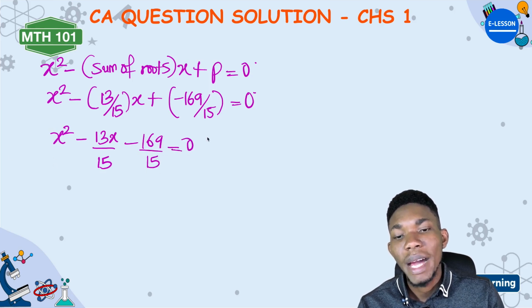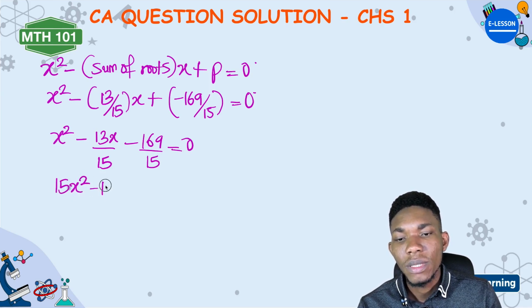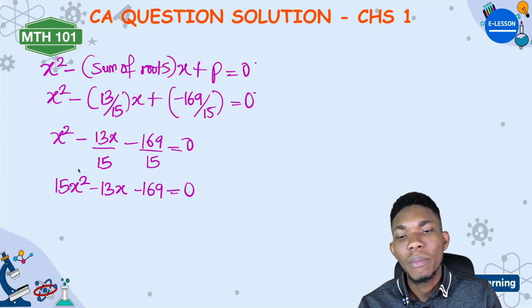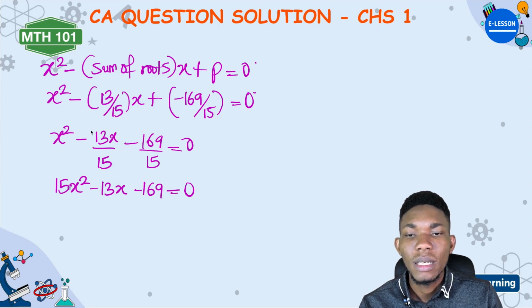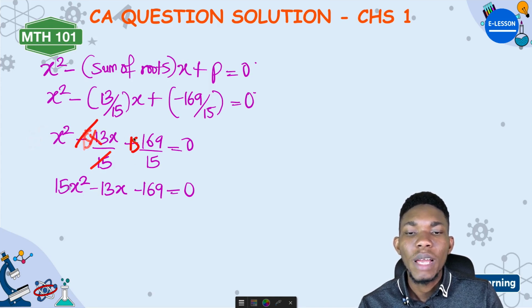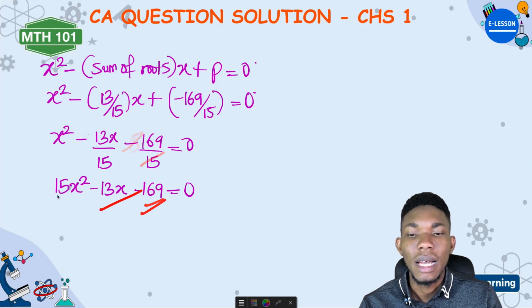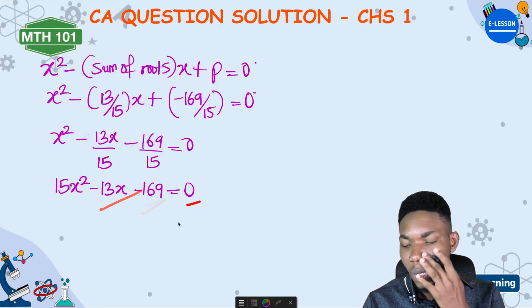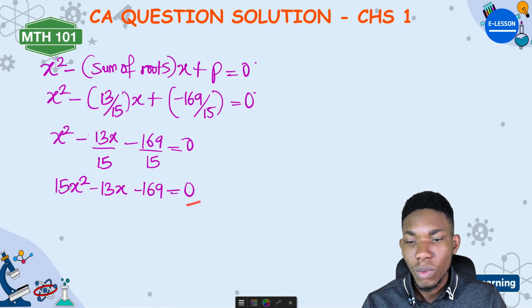You can multiply through by 15. If you multiply through by 15, this is going to give us 15x squared minus 13x minus 169 equal to 0. Why? Because if you multiply through by 15, here will be multiplied by 15, which will give us 15x squared. Here multiplied by 15, this 15 will cancel it. Here multiplied by 15, this 15 will cancel it. So we are left with only 169, 13x, and everything will be equal to 0. So that is the equation for that first one.